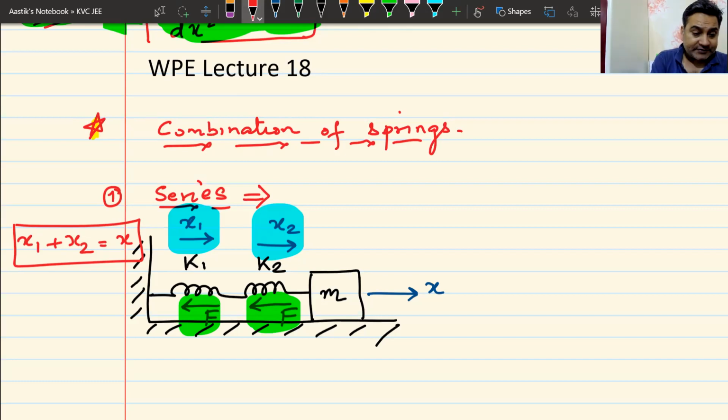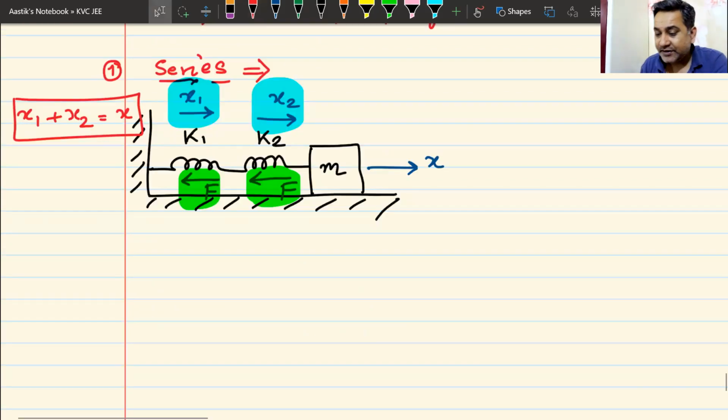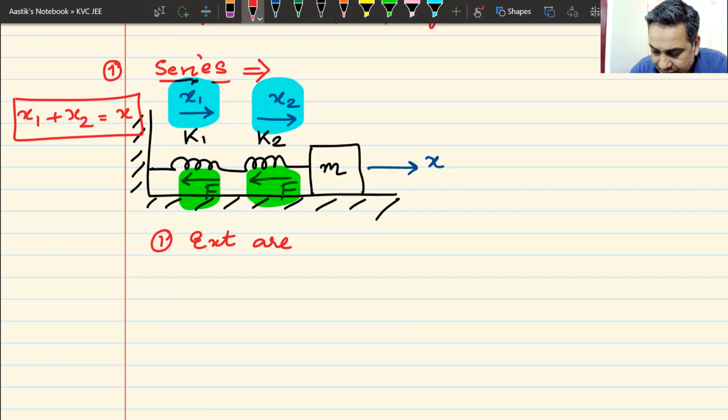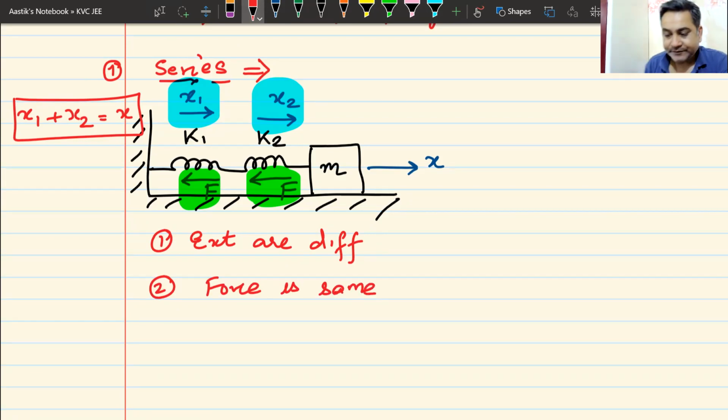So what happens in this series combination? Point number one, extensions are different. If it is extension, there will be extension. If it is compression, it would be compression. Number two, force is same. So same force acts on the two springs. Force in the spring is same, but the extensions are different.